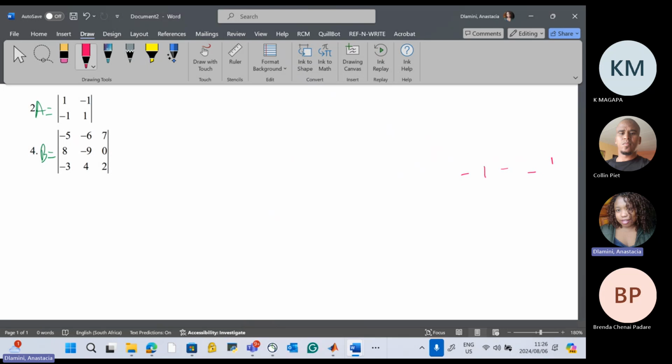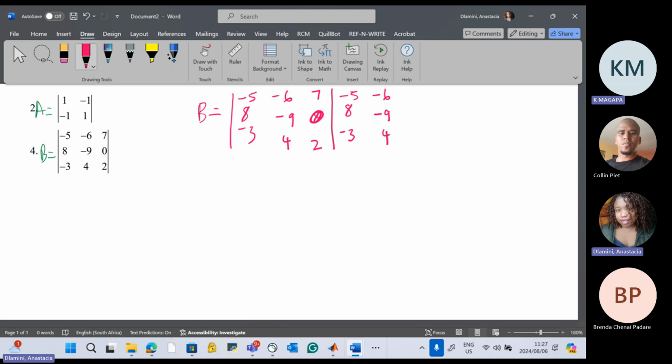Right? So now let's look at B. With B, we have -5, 8, -3, -6, -9, and 4, and then you have 7, 0, and 2. So you can also write the first two columns again: -5, 8, -3, -6, -9, and 4. Are we all together?